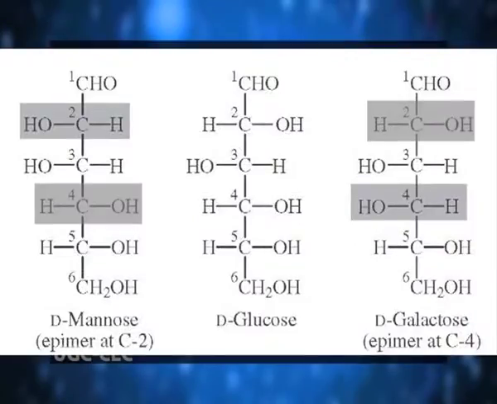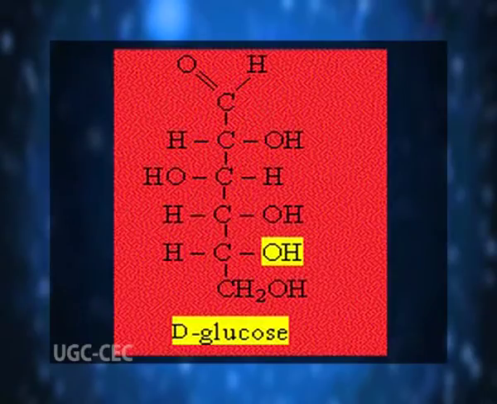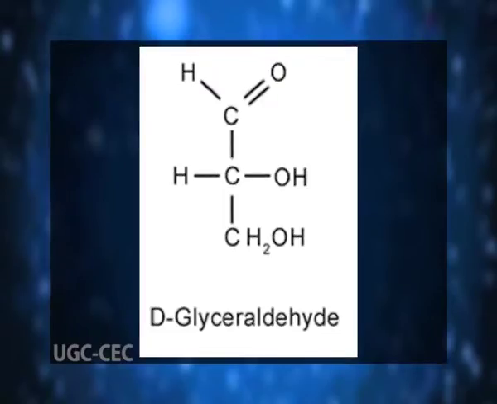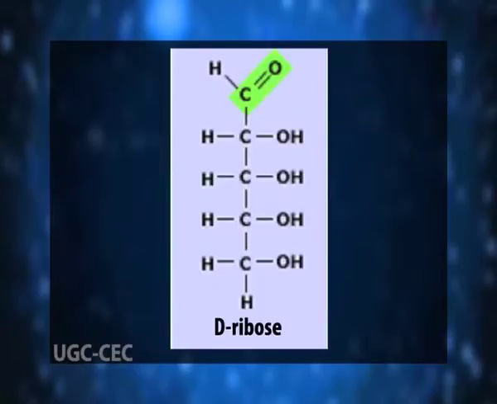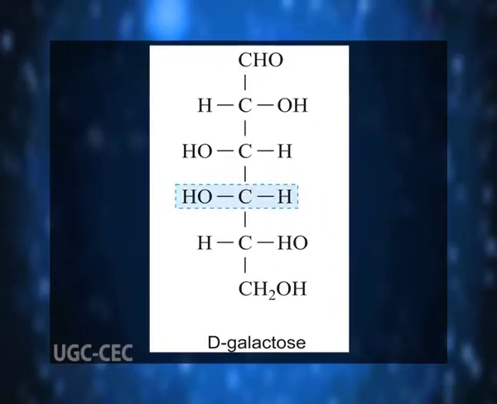However, D-mannose and D-galactose are not epimers of each other because they differ in configuration about 2 of their carbon atoms. D-glucose is the only aldose that commonly occurs in nature as a monosaccharide. However, it and several other monosaccharides including D-glyceraldehyde, D-ribose, D-mannose, and D-galactose are important components of larger biological molecules.